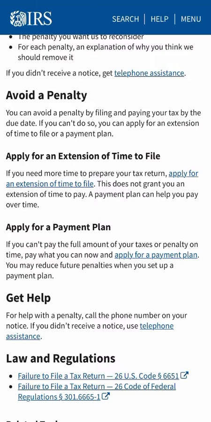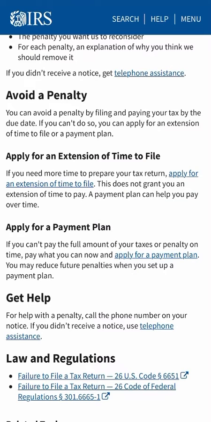If you want to avoid a penalty, like I've said before, you can do this by filing on time and paying your taxes by the due date. Again, the penalty is triggered by the amount owed. So regardless, pay your taxes and pay your taxes on time. If you can't do so, you can apply for that extension of time to file and also remit a payment plan at the same time to help with avoiding those penalties.